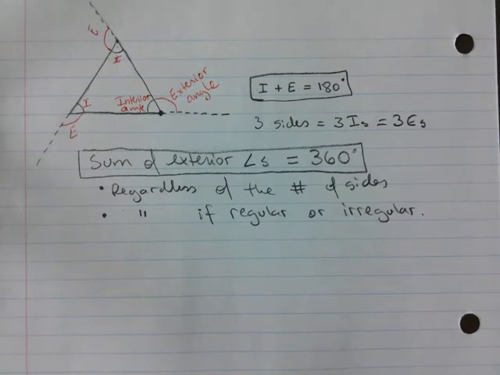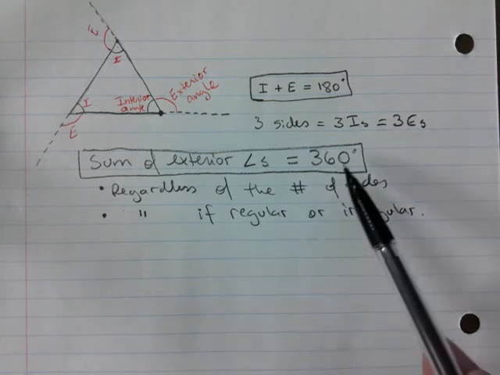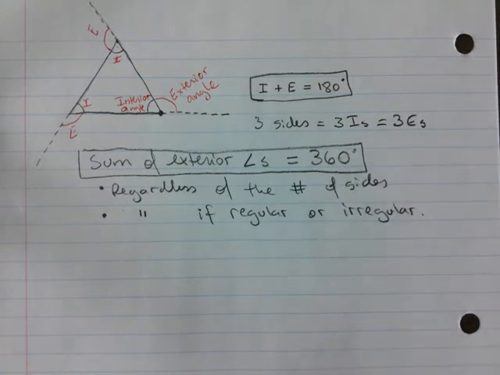Think about it. Equilateral triangle. If every interior angle is 60, what is every exterior angle? 120, right? 3 times 120? 360. That's just one example, right? Think of a square. If the interior is 90, then the outside is 90, right? 90 times 4, 360. It's always 360.